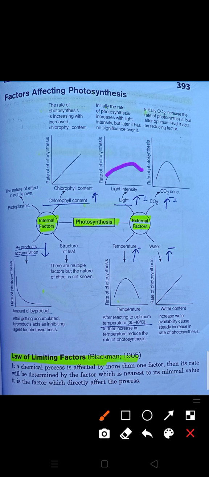ओके, second thing is carbon dioxide concentration. Carbon dioxide is very important, children, and it's a very important limiting factor for photosynthesis.